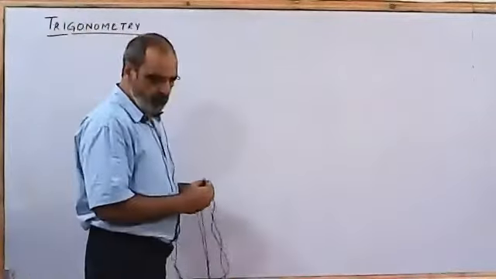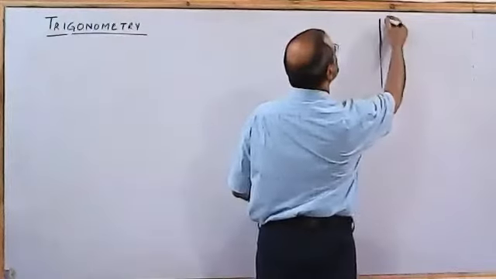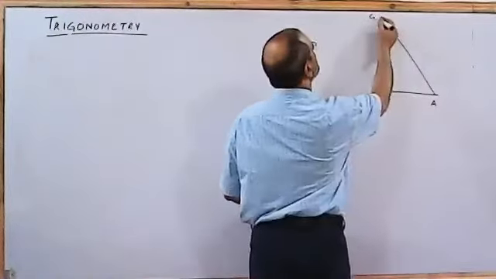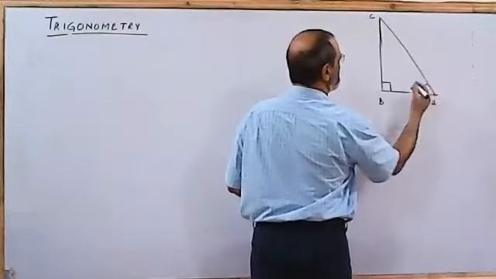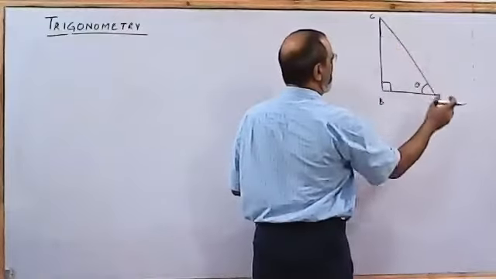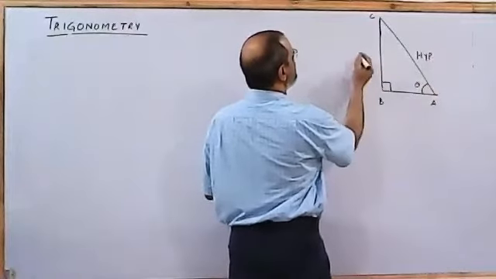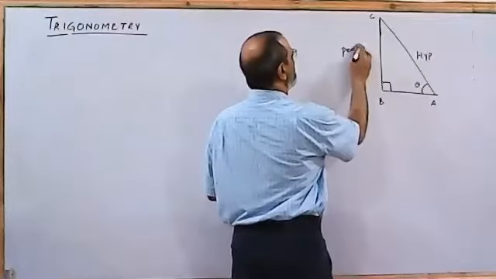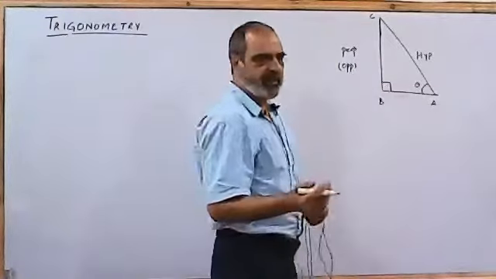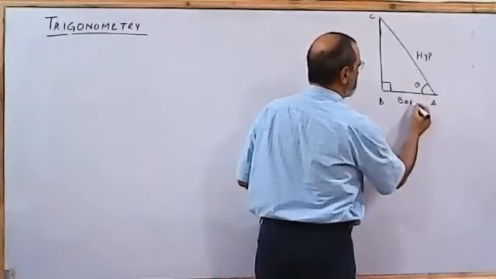You know, if you are dealing with the right angle triangle, we have three sides: one opposite to the right angle is the hypotenuse, one opposite to the theta is called perpendicular or opposite side, and between 90 degree and the angle under consideration the side is base, or adjacent.